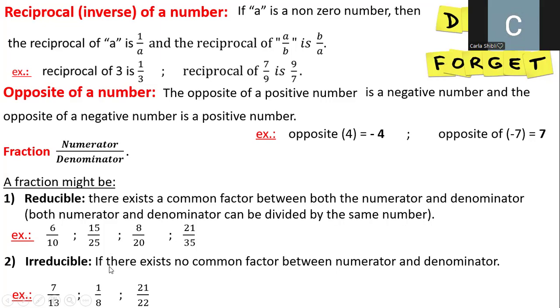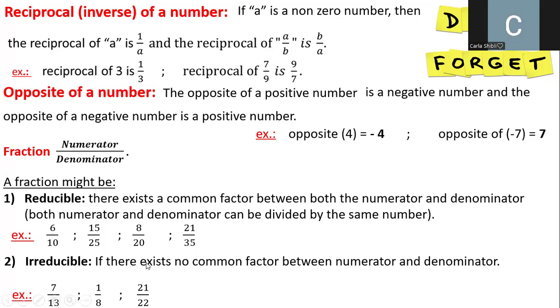Irreducible fractions: there exists no common factor between the numerator and denominator. 7 over 13, these are prime numbers, no common factor between them, so this is irreducible. 1 over 8, any fraction having a numerator 1 is always irreducible. 1 over 8, 1 over 10, 1 over 5, 1 over 3. Since the numerator is 1, it's irreducible.